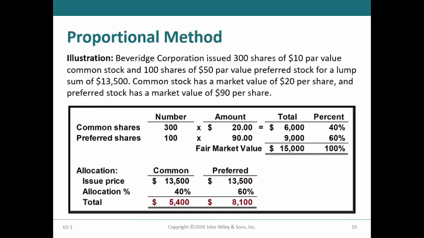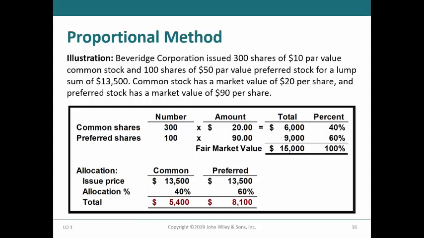To illustrate the proportional method, we will consider Beverage Corporation that issued 300 shares of $10 par value common stock and 100 shares of $50 par value preferred stock for a lump sum of $13,500. The common stock has a fair market value of $20 per share, and the preferred stock has a market value of $90 per share. Since we know the market value for both securities, we can use the proportional method.